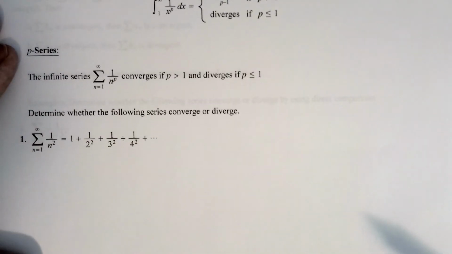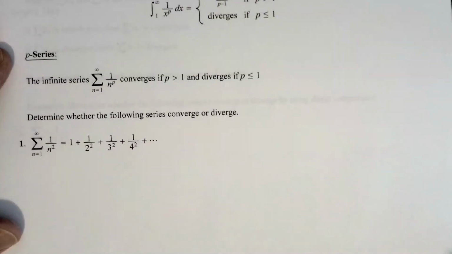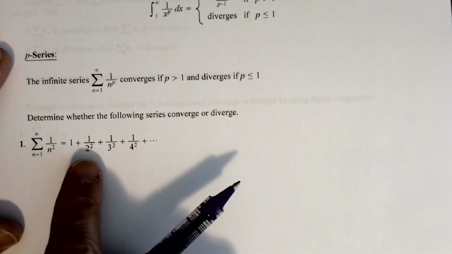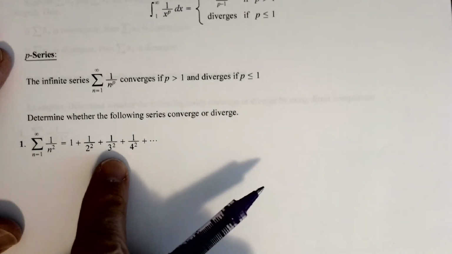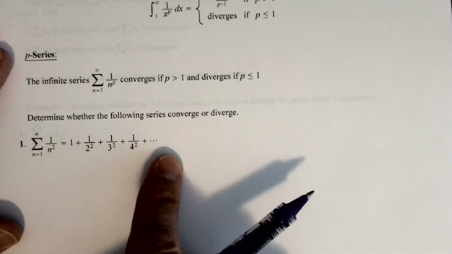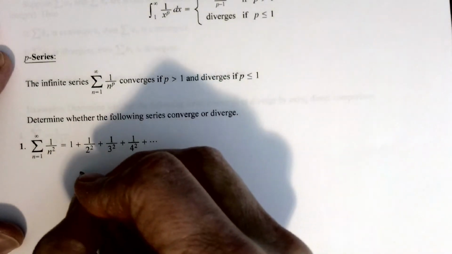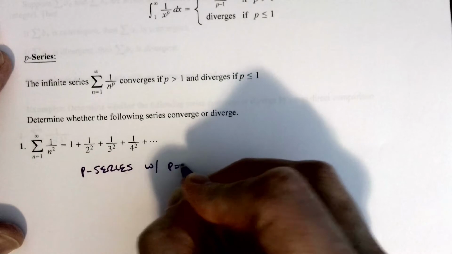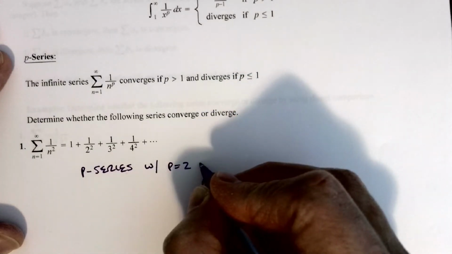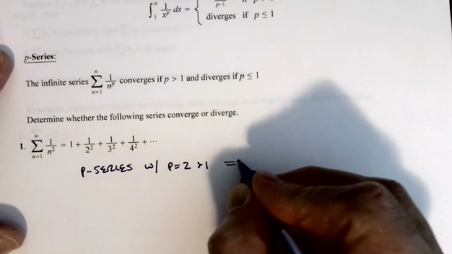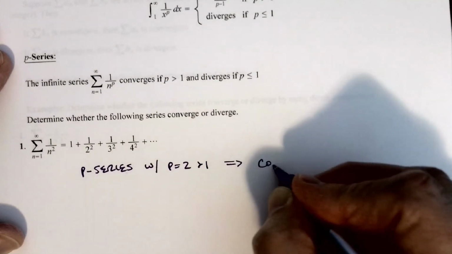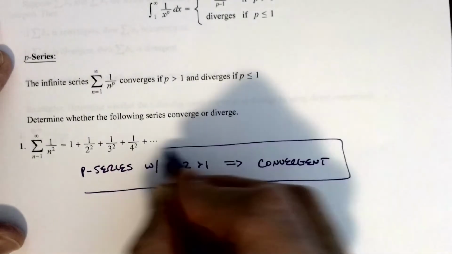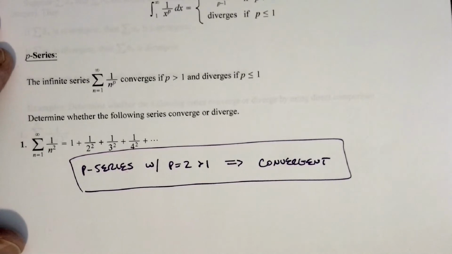Here's an example of a series, 1 divided by n squared, and when n is 1, we get 1. When n is 2, we get 1/4. When n is 3, we get 1/9, 1/16, and so on. Well, this is a P series with p equal to what? 2. And since that indeed is greater than 1, what do we know? That this series converges, or is convergent. And it's just as easy as that.